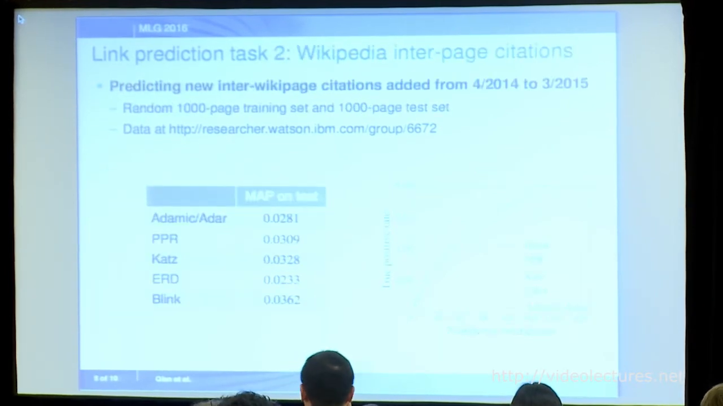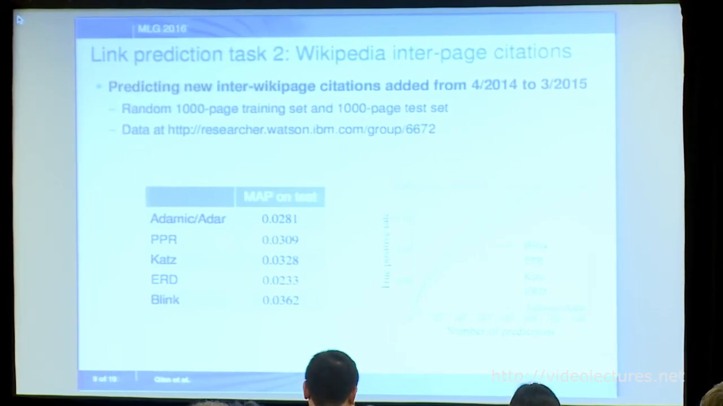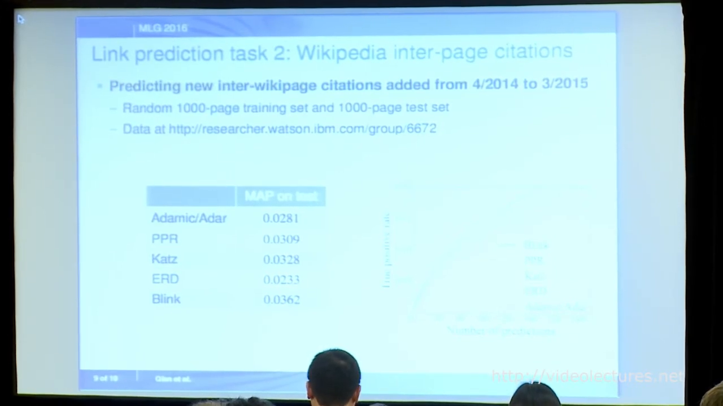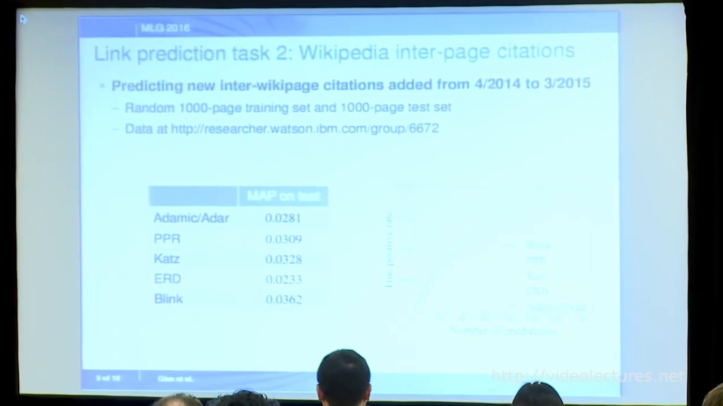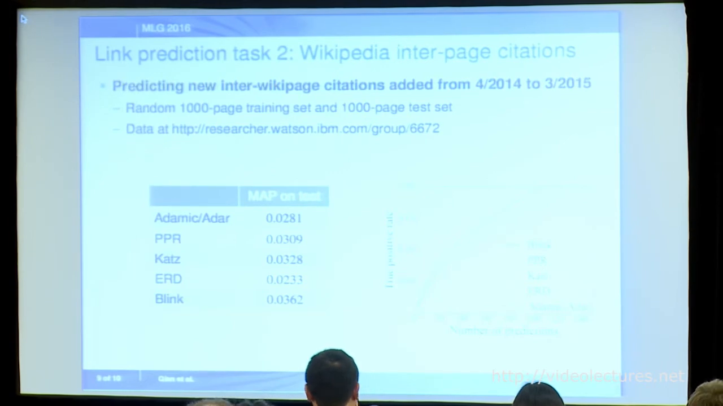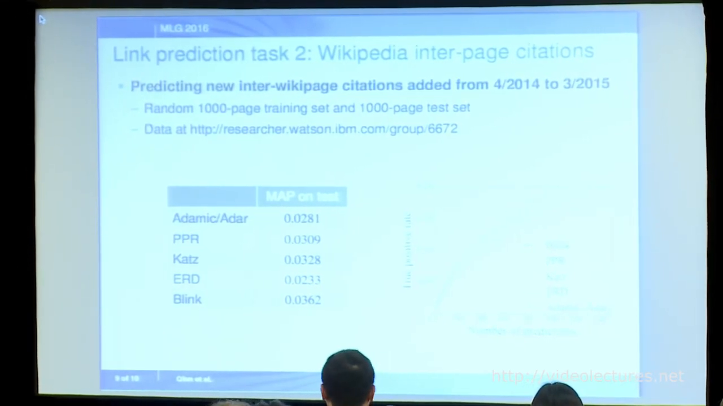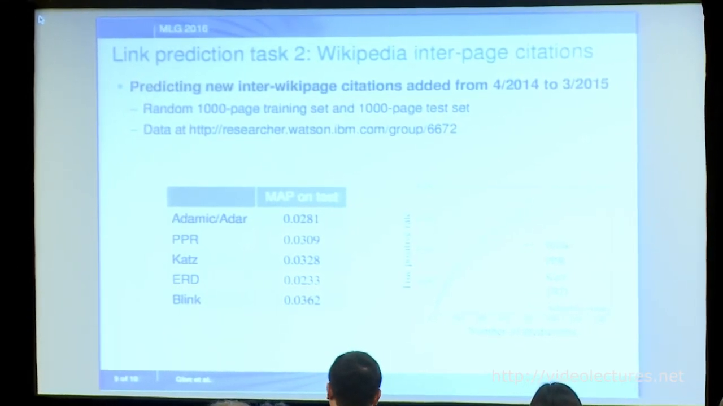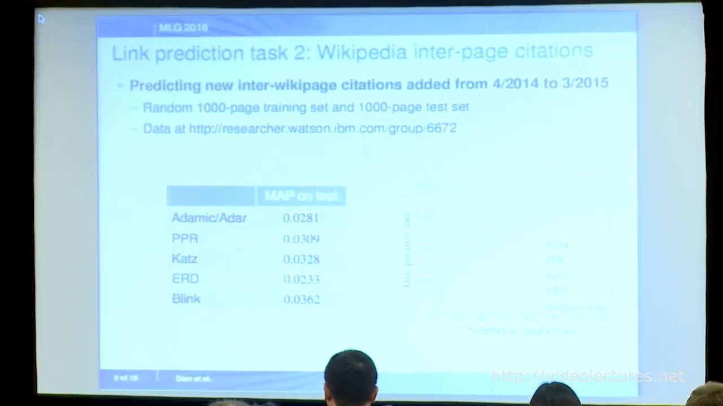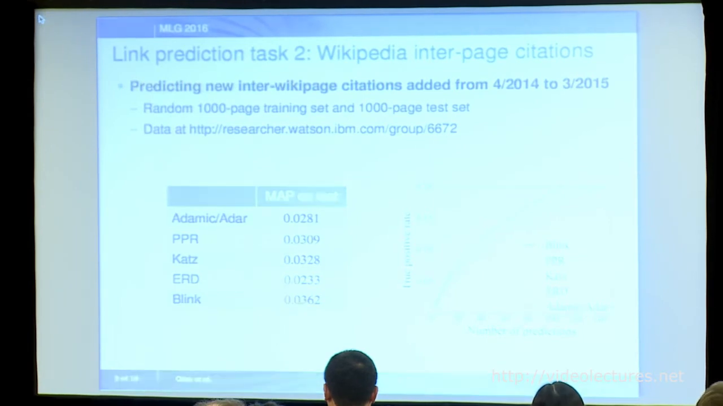Now, the second experiment, we take a snapshot of Wikipedia and try to predict new citation links between Wikipedia pages for the next 1-year period. We use a 1,000-page random training set to select parameters for each predictor and then measure their performance on a 1,000-page test set. The table shows mean average precision. These are the true positive rate curves. Again, Blink is the best among these.